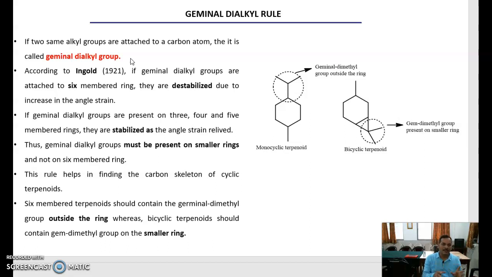So we can say that this Geminal dialkyl group helps to find the carbon skeleton of cyclic terpenoids. Now if a bicyclic terpenoid is there, that means if a 6-membered ring is also there and a 3-membered ring is also there, then in that case, if the Geminal dialkyl group is on the 6-membered ring, it should be present outside the ring. Here you can see the example of a monocyclic terpenoid where the Geminal dimethyl group is outside the ring. Again, here you have to consider the example of this bicyclic terpenoid. See here, this Geminal dimethyl group is present on the smaller ring, that is the 3-membered ring. So this is about the Geminal dialkyl rule.